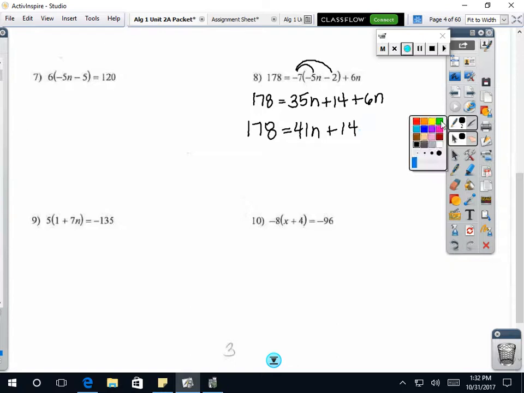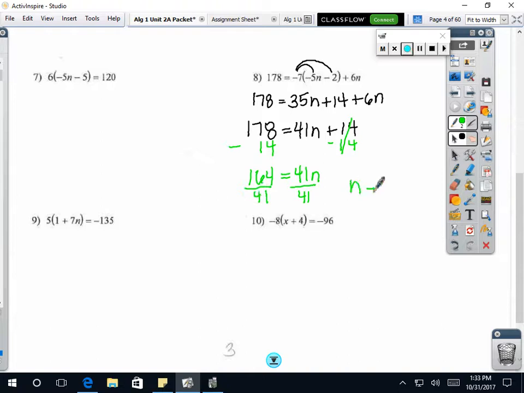Now we have a two-step equation, so what is your first step going to be? Correct, because we need to move that constant with that constant. And now how many constant values do we have? Right. And then that equals 41n. And now to get n by itself, how do you remove that 41? Divide by 41, and you get 4.